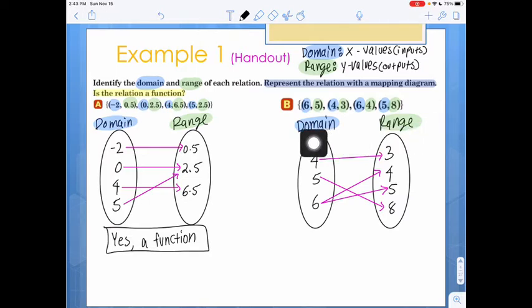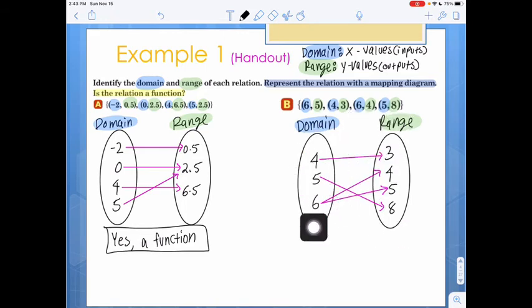For part B, our domain is going to be all of the inputs. So we have 6, 4, 6 again, so you only write it once, and 5. For the outputs, we have 5, 3, 4, and 8. So now we're going to map each of these points. We have 6 goes to 5, 4 goes to 3, 6 again goes to 4, and 5 goes to 8.